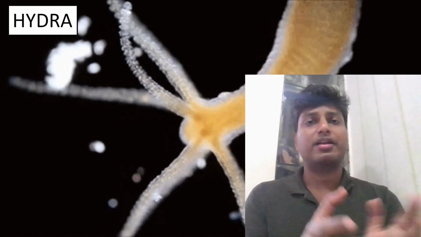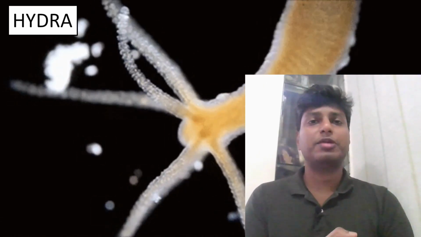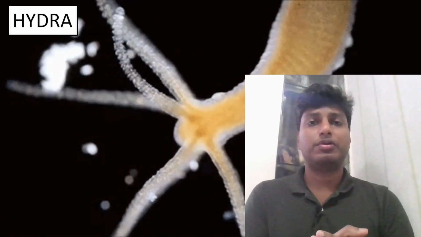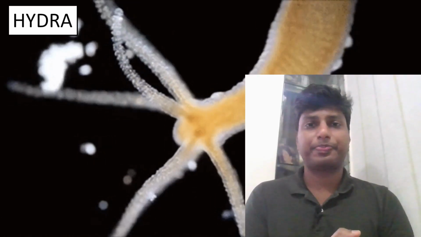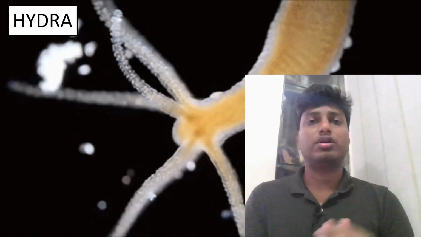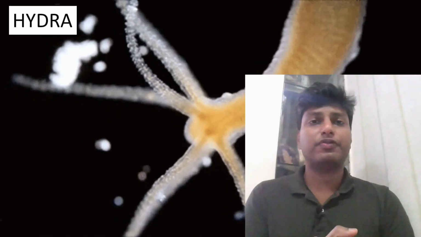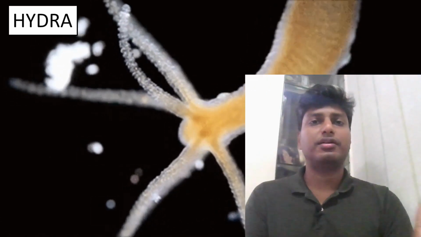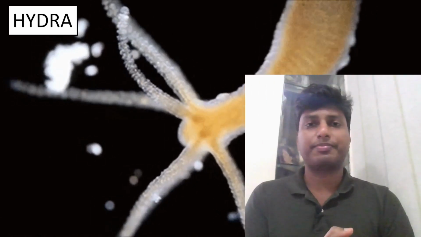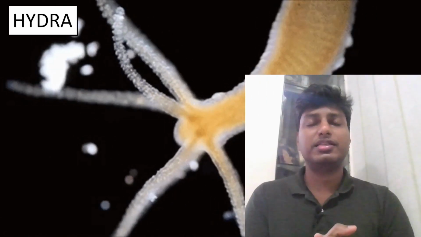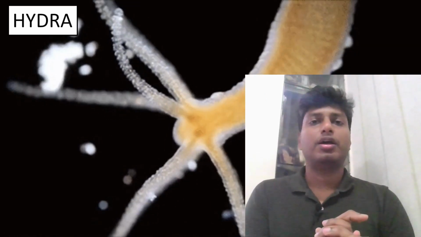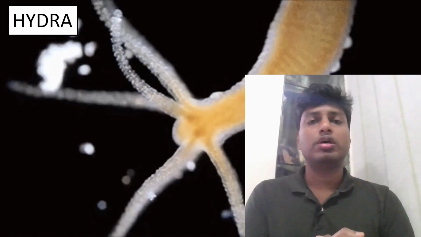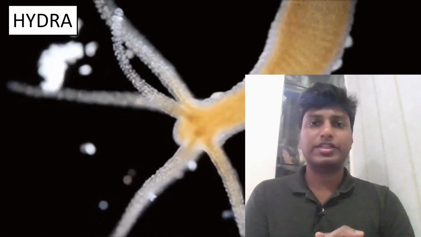Now dear students, hydras belong to the second phylum, that is phylum Cnidaria, or it is also known as Coelenterata. These animals have thread-like structures at the tip of their body, that is at their anterior end. These thread-like structures are known as tentacles. With the help of tentacles, these animals catch their prey. At the same time, they can also use them for defense purposes.